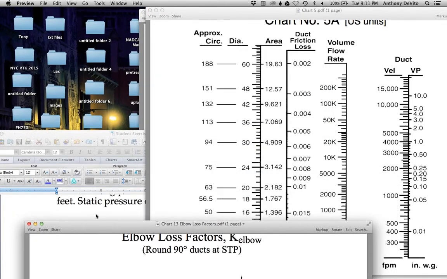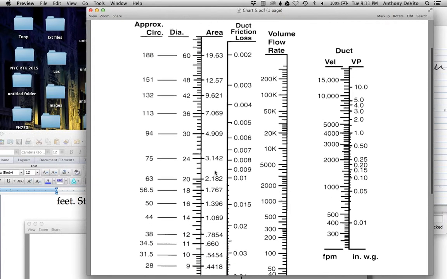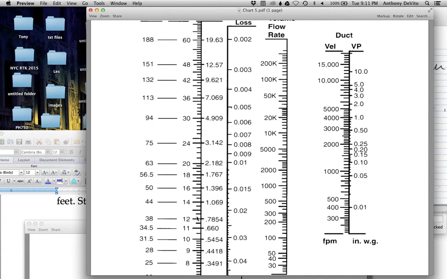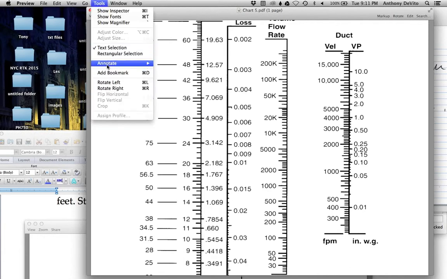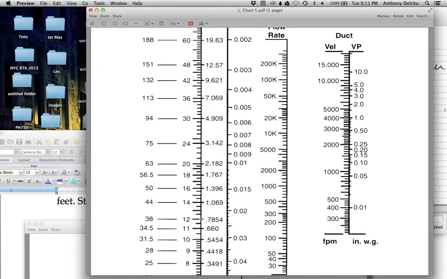How much? 12 inches? 12 inches is the duct diameter. Here's the duct diameter right here. And what was the flow rate? Q, 1,000, right? So I'm going to go up here. I can actually draw a line with this. Annotate, draw a line. So I'm going to draw a line between 12-inch diameter and 1,000 flow rate.